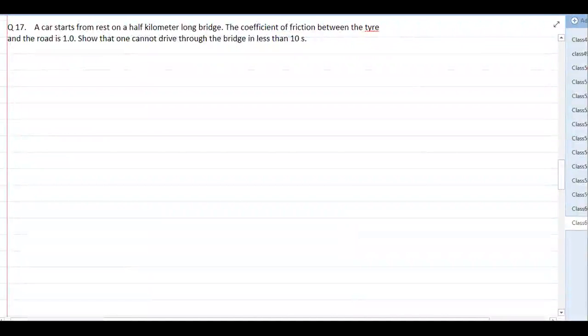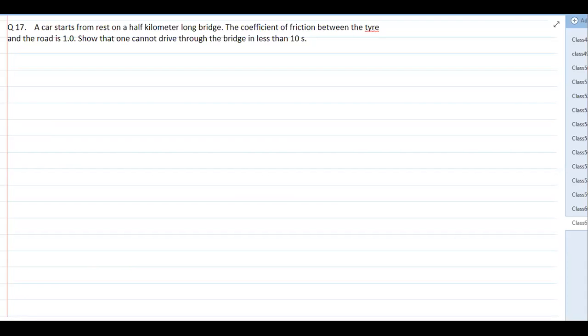Okay, a car starts from rest on a half-kilometer long bridge. The coefficient of friction between the tire and the road is 1. Show that one cannot drive across the bridge in less than 10 seconds.